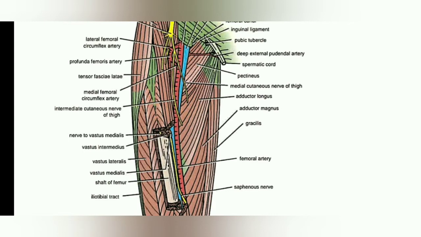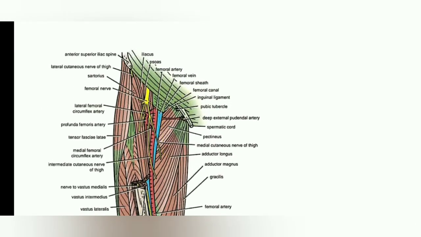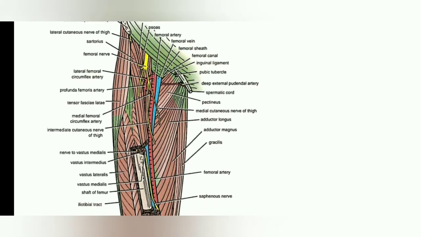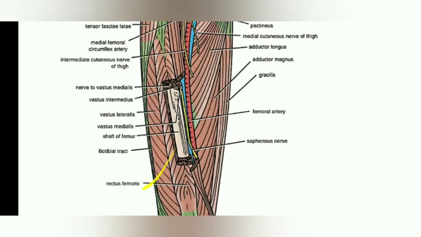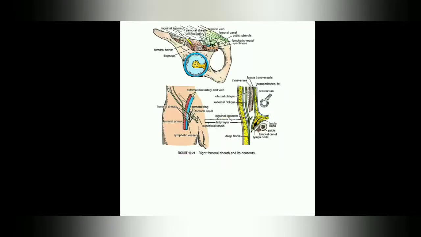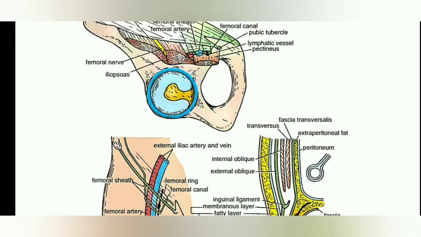In this diagram you can see the femoral nerve, the femoral artery, the femoral vein, and all those muscles forming the floor of the femoral triangle. In this diagram, you can see how the femoral sheath is coming out of those fascias of the abdomen, and the muscles present behind the femoral sheath, forming the floor of the femoral triangle, that is the iliopsoas and pectineus.